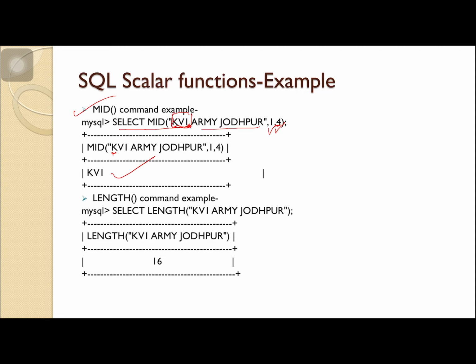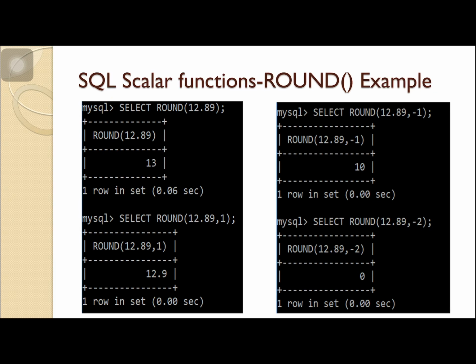Next function is the length function. The length function provides the length of the string given in the parenthesis. What is the length of KV1 Army Jodhpur? It is 16. The length function counts the characters: 1, 2, 3, space 4, 5, 6, 7, 8, space 9, 10, 11, 12, 13, 14, 15, 16. And the output is 16.